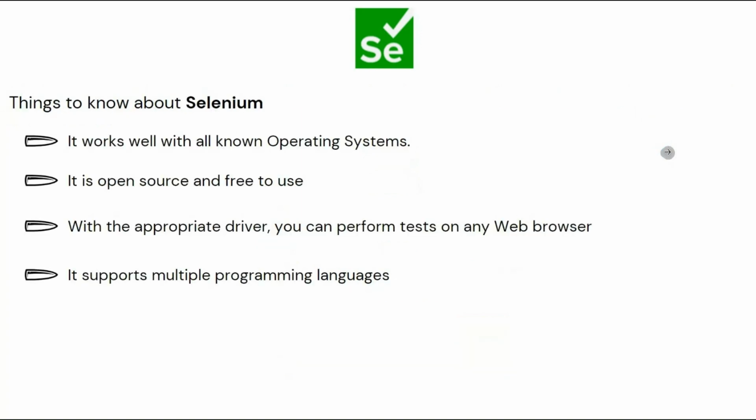So now, what do you need to know about Selenium? Some key things to know is that it works well with all operating systems, Mac, Windows, and so forth. It is open source, hence it is free. With the appropriate driver, you can perform tests on any web browser. What do I mean by that? If you want to perform tests on Chrome, you use a Chrome driver. If you want to perform tests on Firefox, you use the Gecko driver. Also, it supports multiple programming languages, just as we have seen in the previous slide.